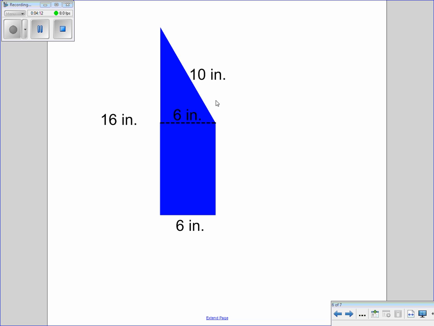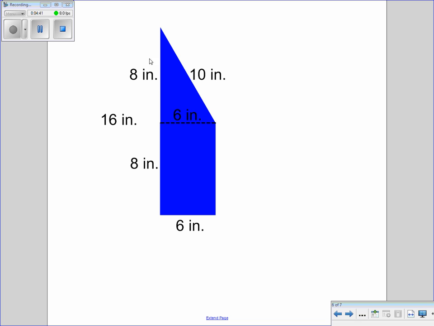Well, we can use our friend the Pythagorean theorem. This side is C, this side is A, this side is B. C squared, 100, minus A squared, 36, gives us 64. Square root of 64 is 8. And that, since this is 16 inches, tells us that the bottom is 8 as well. So we can use that to figure out the area of the composite shape.